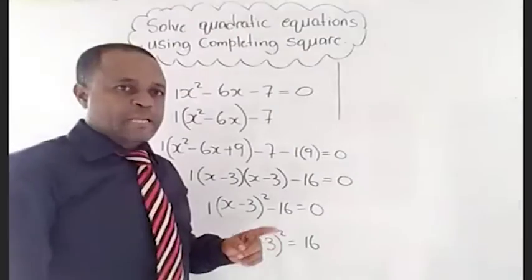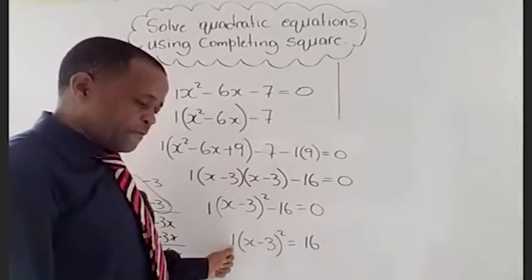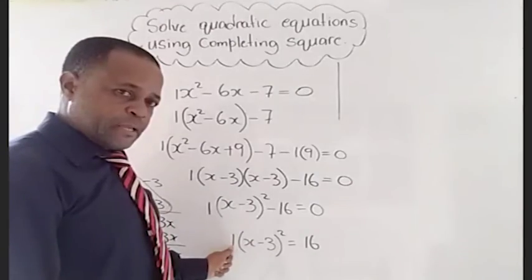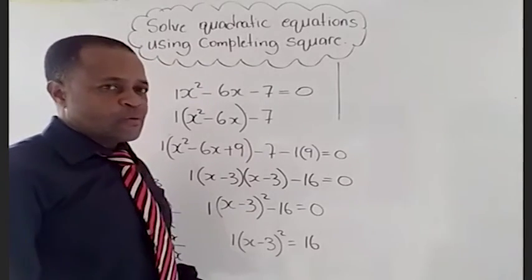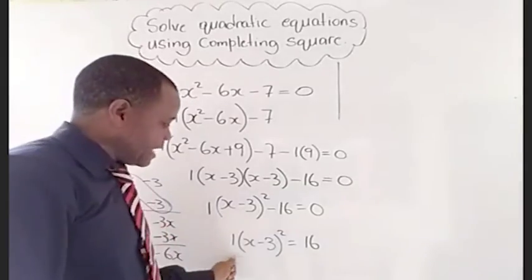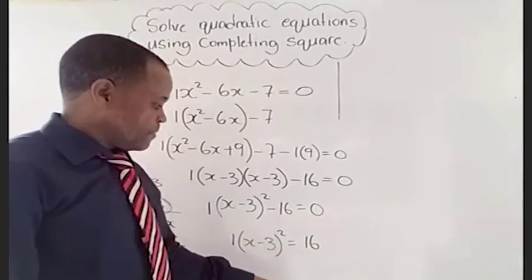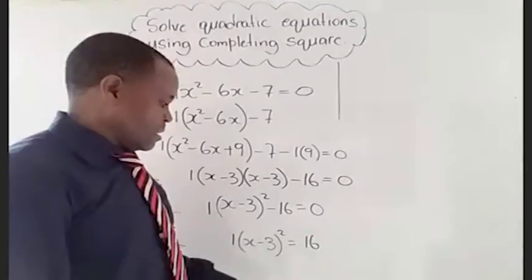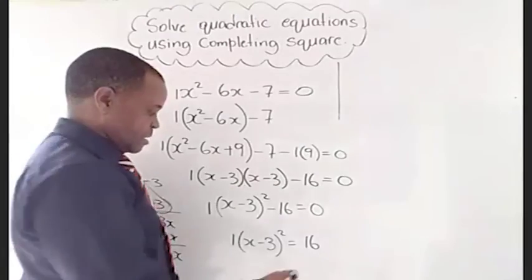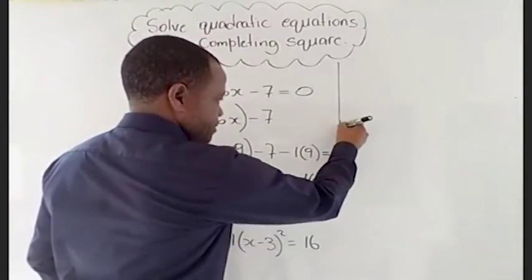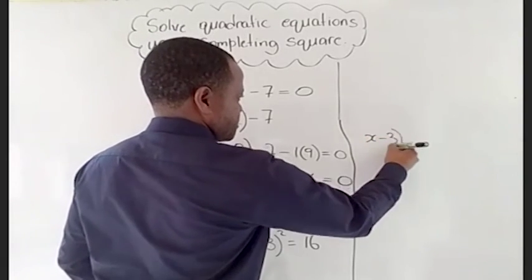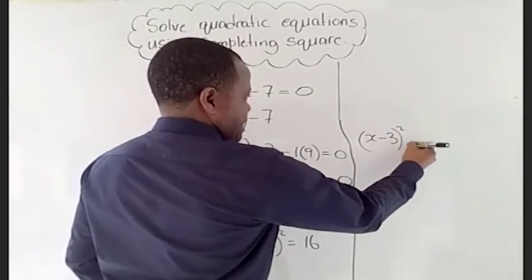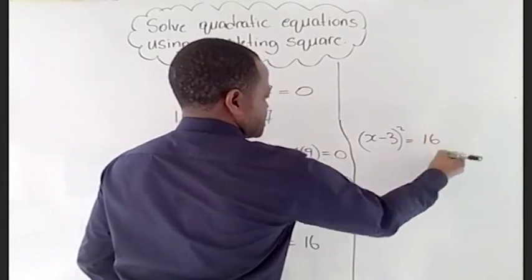The next step is that we're going to have to get rid of the numerical value here. As we said before, because it is 1, it really won't affect anything. So if I divide this side by 1, divide that side by 1, it would end up giving you the same thing. So we end up with x minus 3 all squared, and that is going to equal 16.